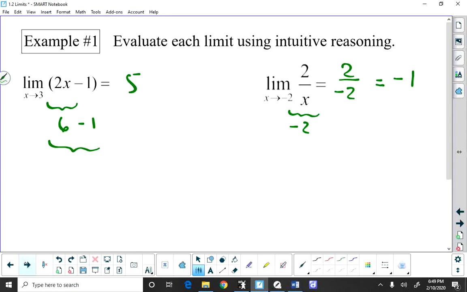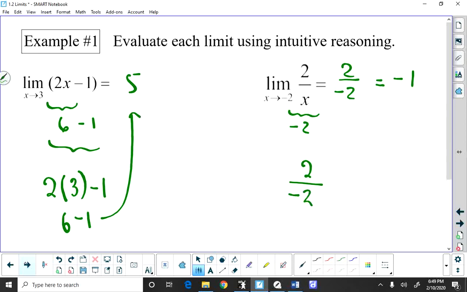And I'm sure there are going to be some of you that are going to say, well, can't we just put in the value of x into the expression and see what we get? And the answer is, of course you can. But it won't always work. So if I were to just go ahead and put 3 in for x, which is what x is approaching, then I would get 6 minus 1, which is 5. If I were to just go ahead and put negative 2 in for x, which is what x is approaching, then I get negative 1. It works. There's a catch to that we'll talk about in a few minutes.